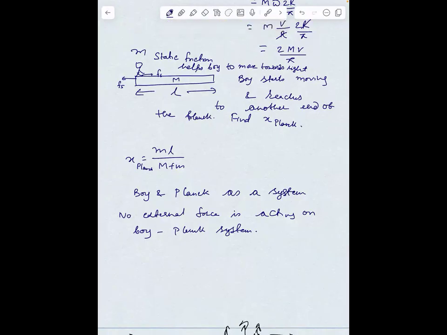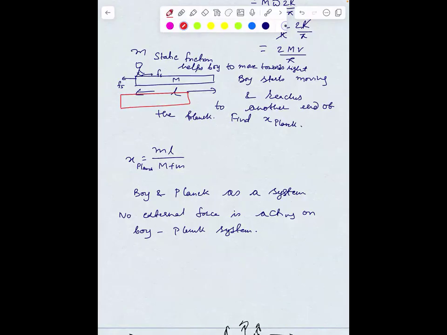This plank will move, suppose, at a distance x. Let it be. I'll take another diagram with another color here. This question I'm doing for making everything clear, but next question I'll take the shortcut, which I'm going to tell.